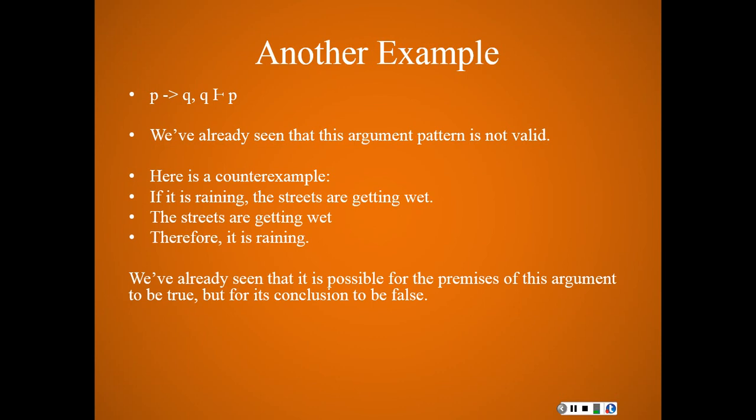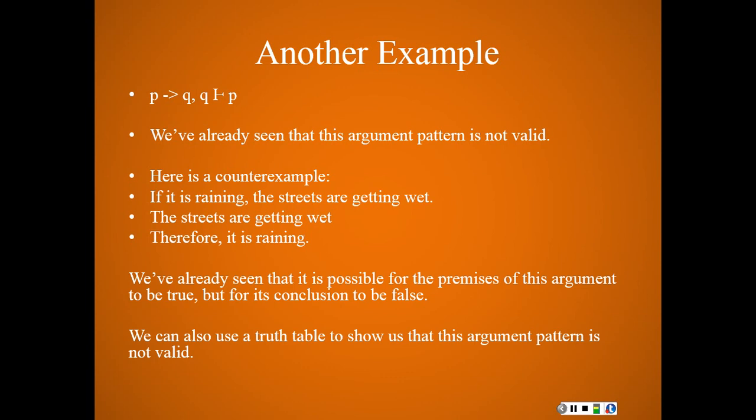It is possible that it's true that if it's raining, the streets are getting wet, and the streets are getting wet, but false that it is raining. Perhaps the reason the streets are getting wet is the sprinklers are on, and it's not raining. Okay, so before, when we looked at examples like this, we were reliant on our ability to think of counterexamples like the one I just provided.